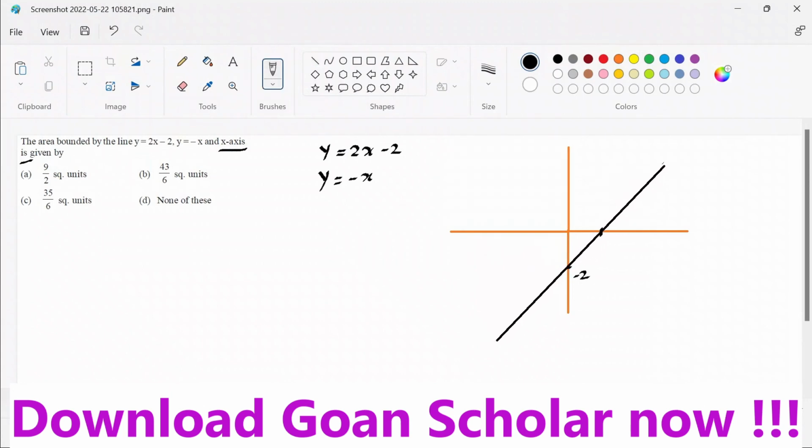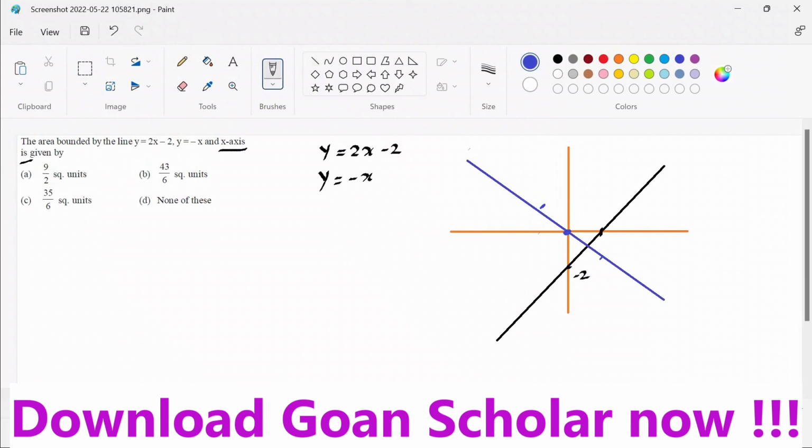In the first one I substituted. Let's move to the second one. If x is 0, y is 0. And if x is 1, y is minus 1, which is here. And if x is minus 1, y is plus 1, which is here. Let's join all these points. So this will be our next line.